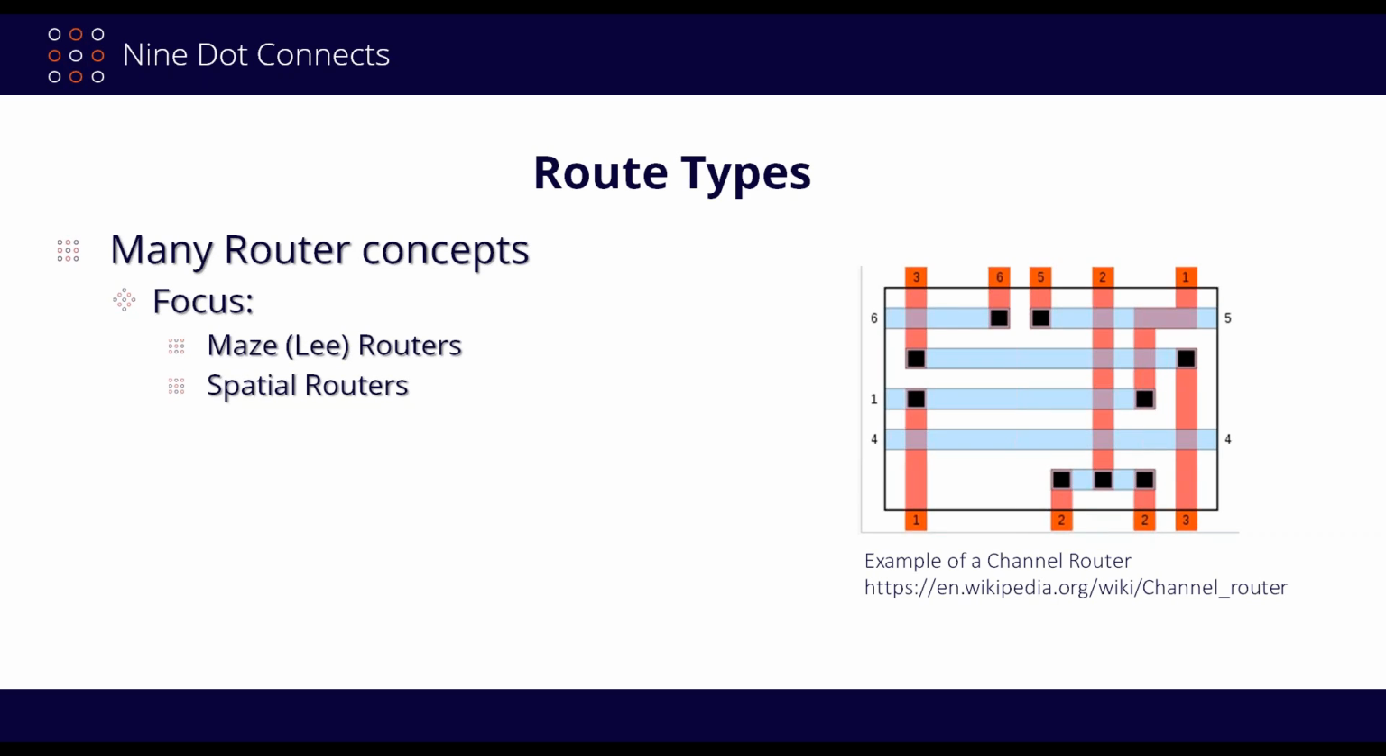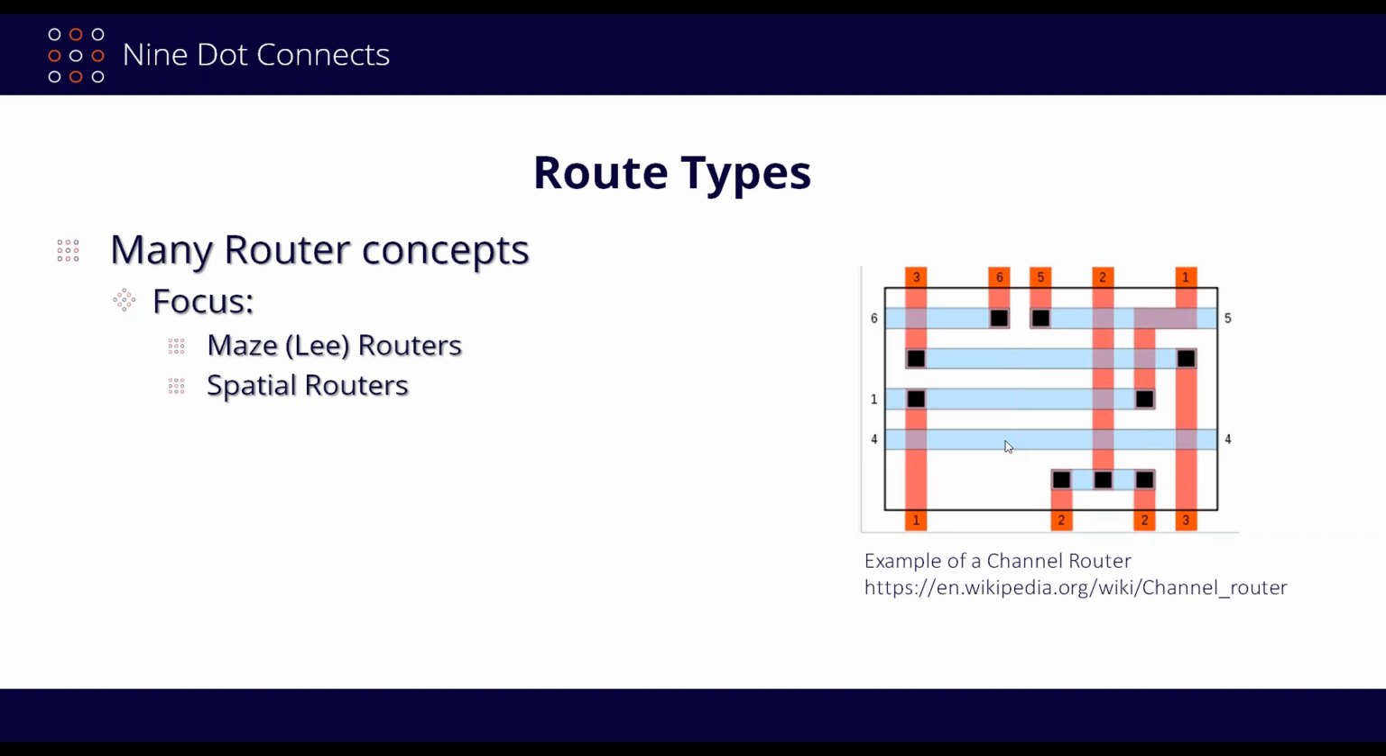Well, what I decided to do is I was going to focus on two of them. One of them is called the maze or the Lee router, and the other one's called the spatial router or the topological type of routers. You can see the one picture I took over here. There's others like the channel routers, there's the river routers, there's hybrids of these things as well out there.